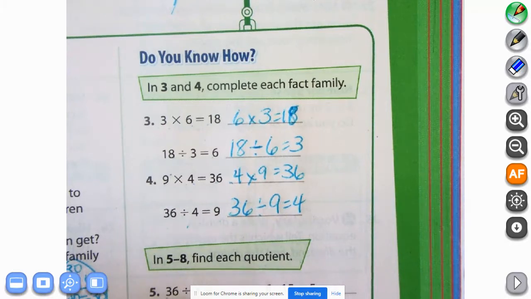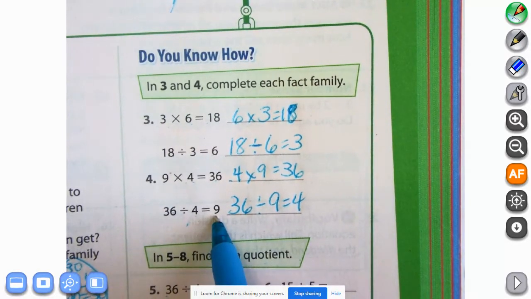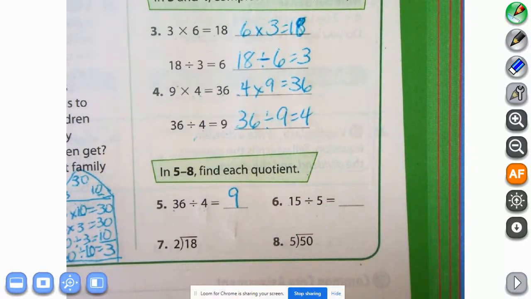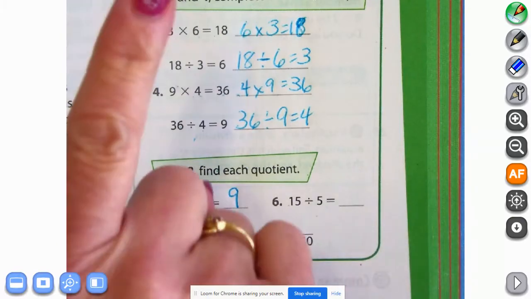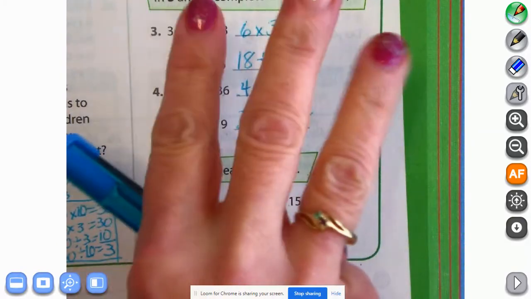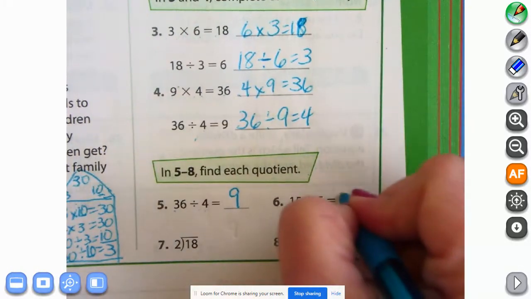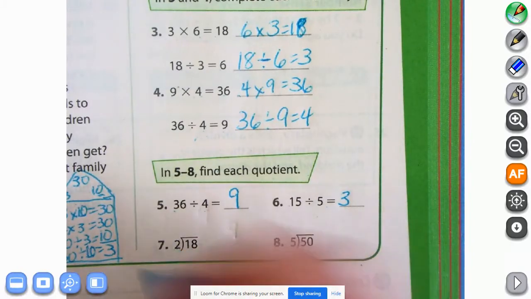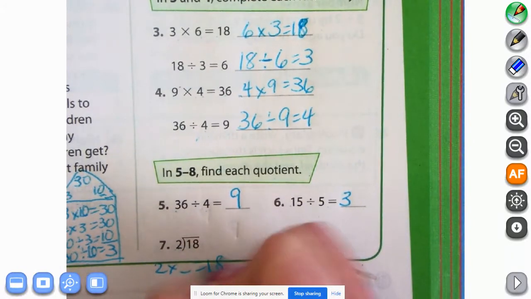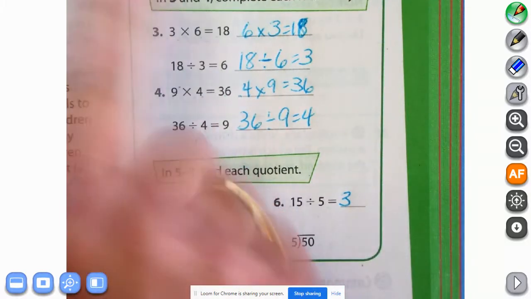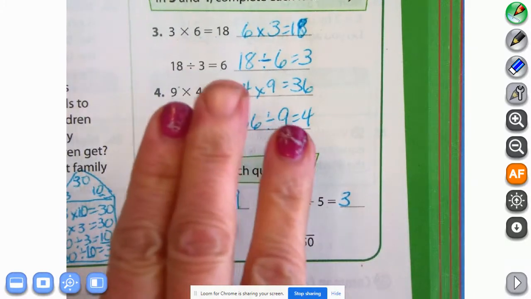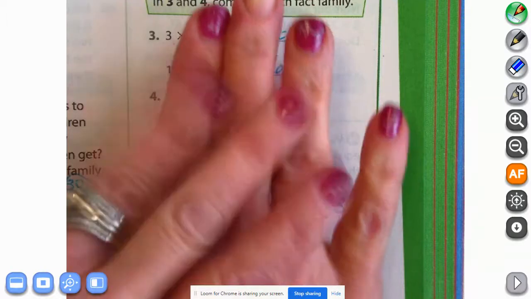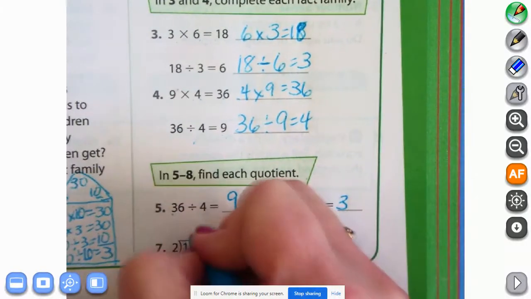Okay, 36 divided by 4 is 9. 15 divided by 5. Well, we can skip count by 5. 5, 10, 15. So we've got 3. 18 divided by 2, or 2 times what equals 18? If we skip count by 2, 2, 4, 6, 8, 10, 12, 14, 16, 18. That's 9. There we go. Sorry.